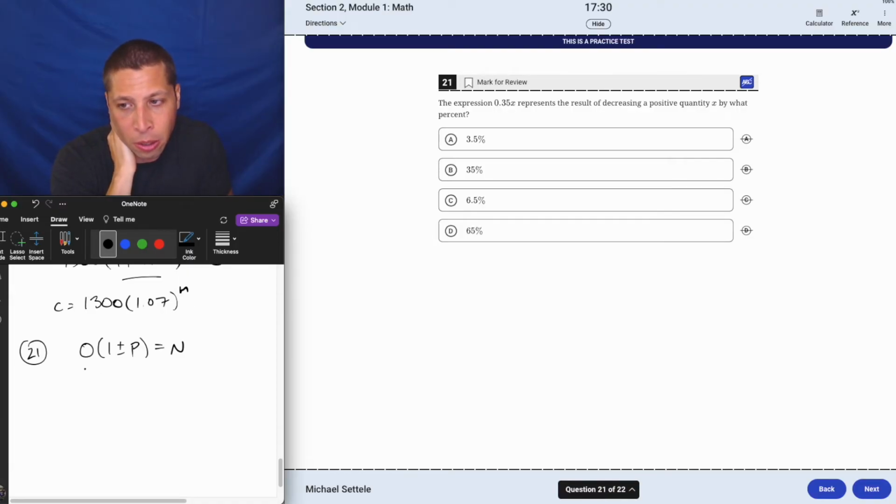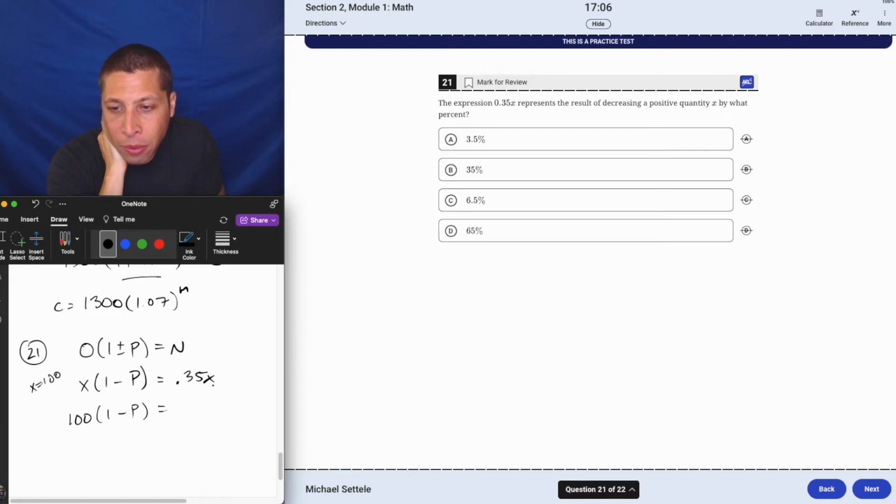So let's look at what these things mean. So the expression 0.35x represents the result. So that's here, right? Of decreasing a positive quantity x, so that's the starting value, we're decreasing it by some percent. So right away, there's a couple things I could do. One thing I'm going to do is I'm just going to say, let's make it x 100 to make my life easier, right? So 100 times 1 minus p equals 0.35x, so that's 35, right?